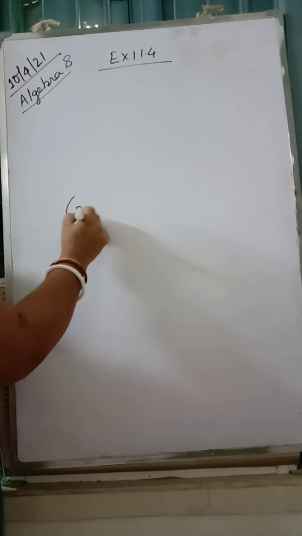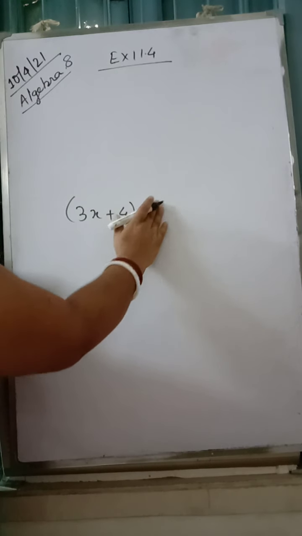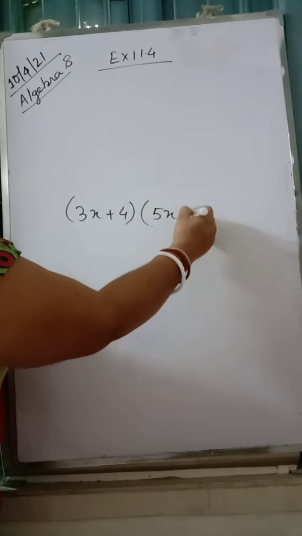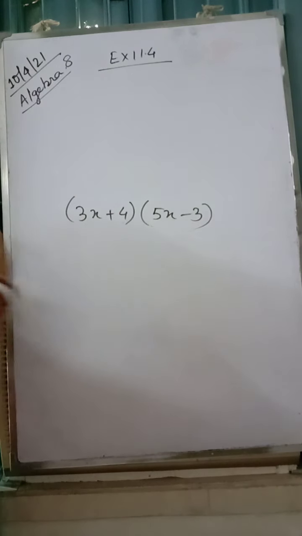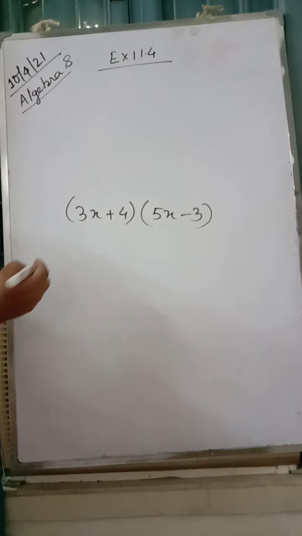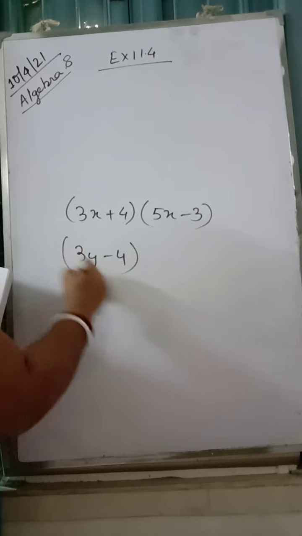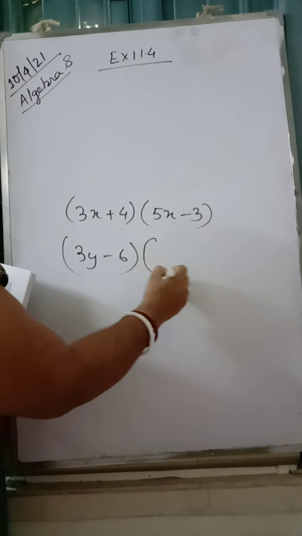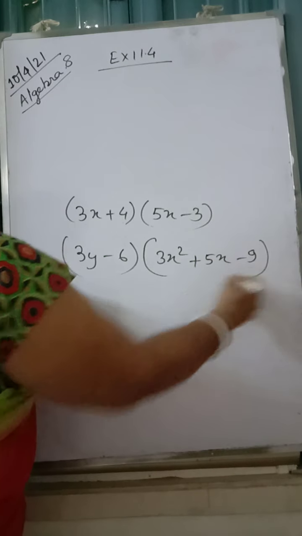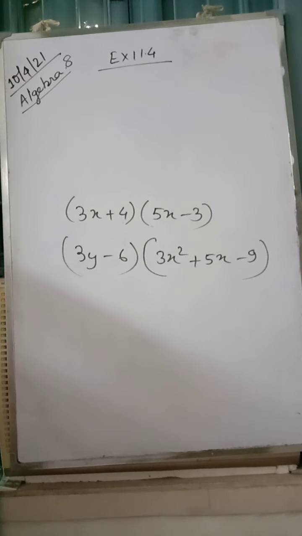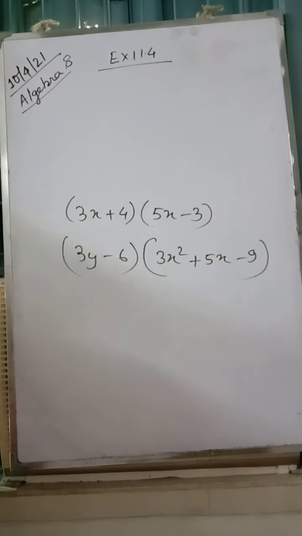You may have sums like (3x + 4) multiplied with (5x - 3). You can see both are having two terms, 1, 2, 1, 2. So we'll be multiplying binomials to binomials, binomials to trinomials, like this one with 3x square + 5x - 9. So sums like this we are going to multiply: binomial to binomial, binomial to trinomial and so on.